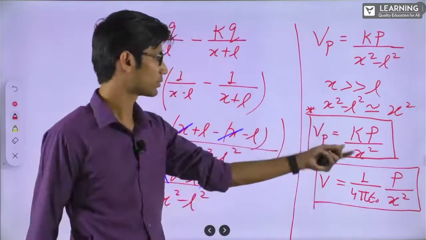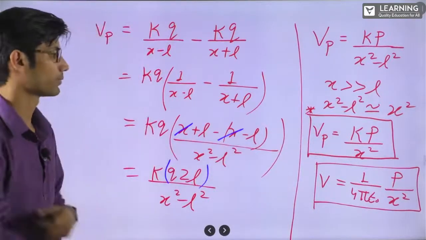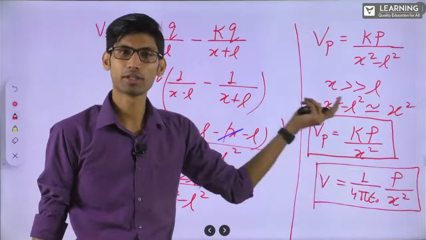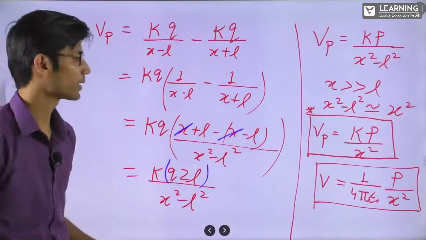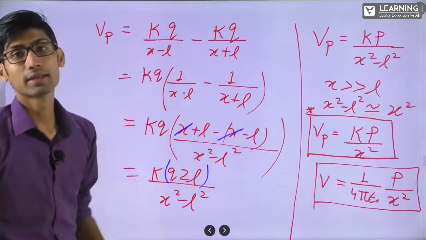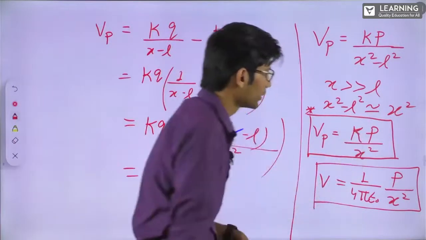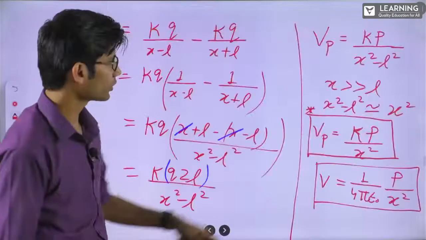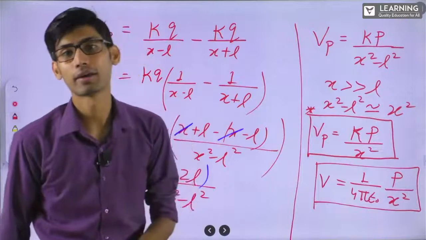That I have just substituted K as 1 upon 4 pi epsilon naught. Clear? Epsilon naught because we are seeing in air or free space or vacuum. Okay? Kp by x square. Now here what you have to see is this V is inversely proportional to x square.